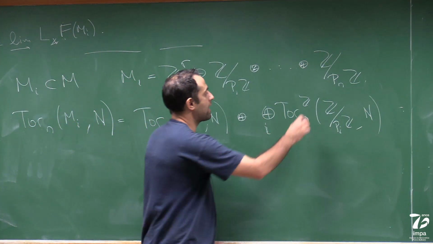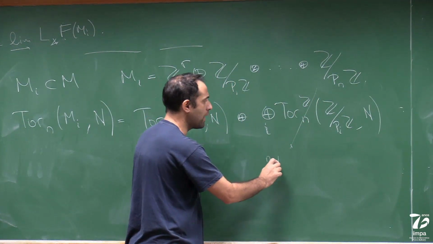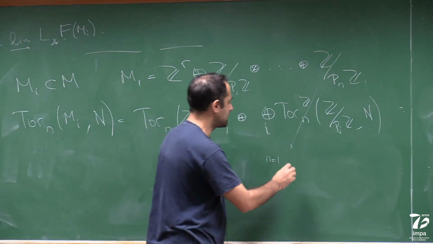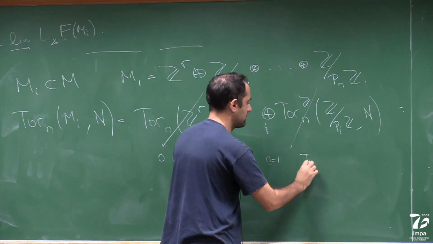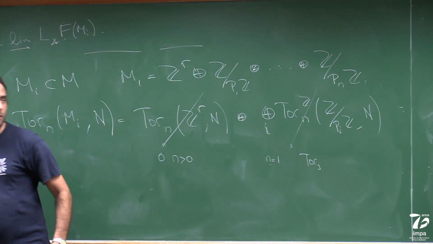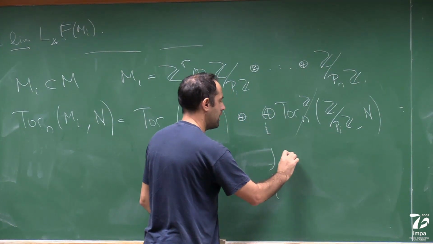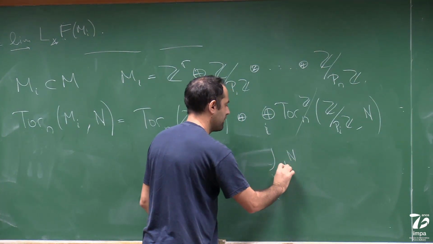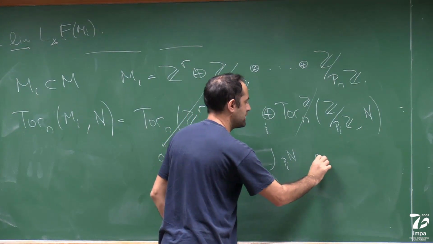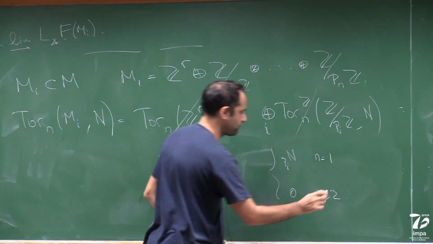And this one, we already know what it is. When n is equal to 1, this is Tor_1. Well, this is equal to the p_i-torsion of N if n is equal to 1, or 0 if n is bigger or equal than 2.